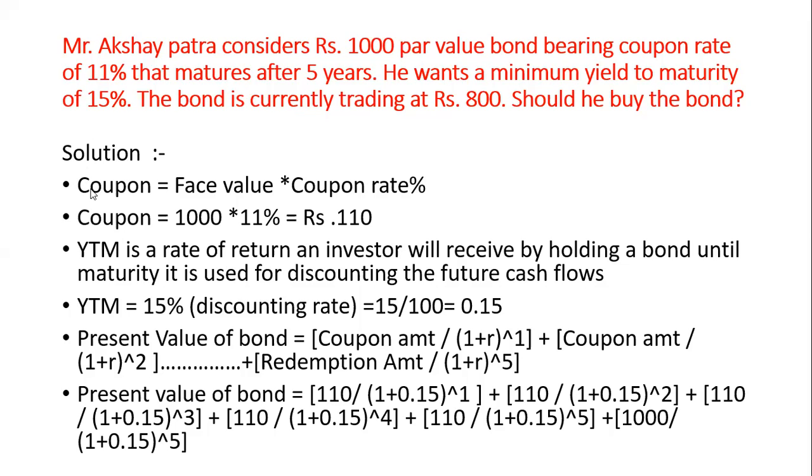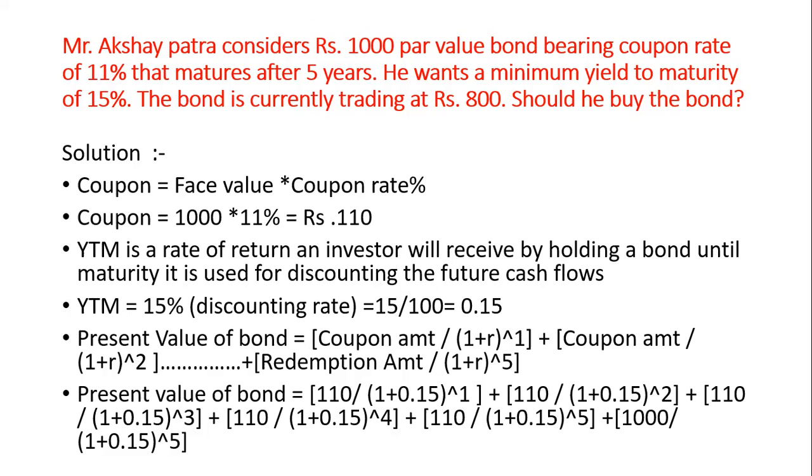First, calculate the coupon amount. Face value is 1000 and coupon rate is 11%. Amount of interest is 110. Now YTM, yield to maturity, is given in the question. This is nothing but the return the investor desires to get from the bond.